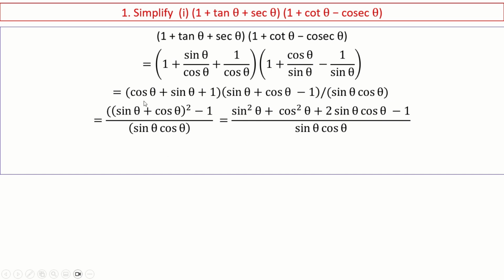This is nothing but, if I expand it, sin theta plus cos theta whole square minus 1, because this is a plus b, a minus b. If I expand it, it will become sin square theta plus cos square theta plus 2 sin theta cos theta minus 1, divided by sin theta cos theta. This is nothing but 1 plus 2 sin theta cos theta minus 1 divided by sin theta cos theta, which is 2. Next.